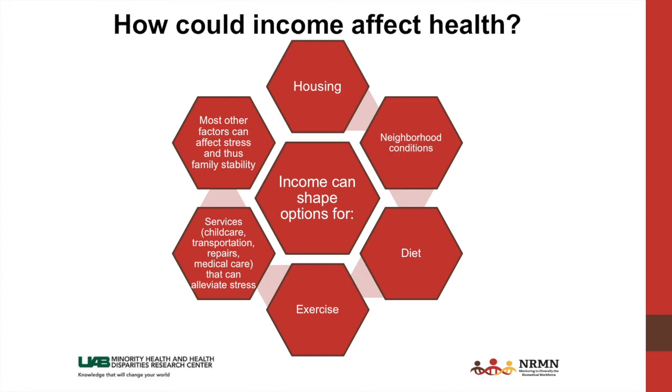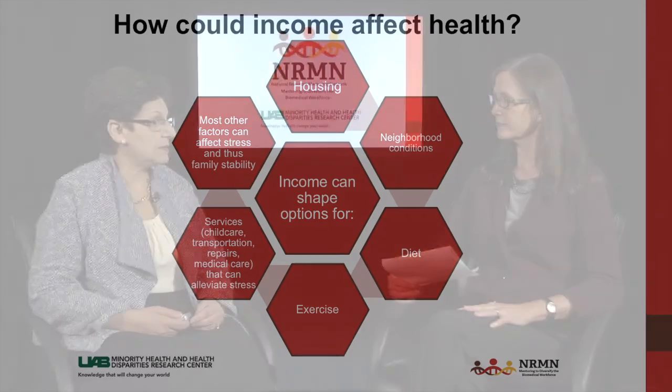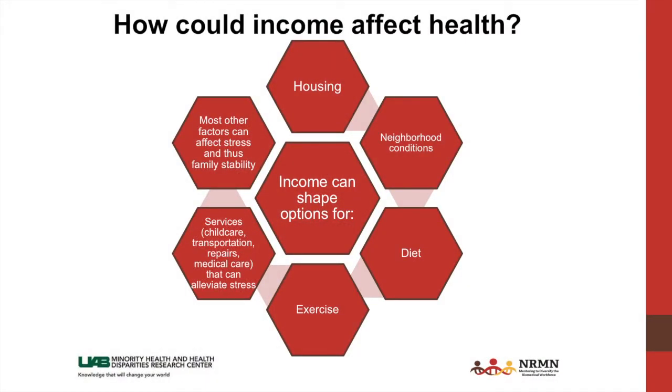It can impact the diet, access to a nutritious diet. Sometimes it is more expensive to access fresh fruits and vegetables. Exercise options: can we go out in the streets, and do you have parks and green space and a safe space to exercise? And also, most other factors can be affected by income, like family stability. Some data show that low-income families have a higher rate of divorce than stable-income families, and also other services like child care, transportation, and medical care can be affected by income.